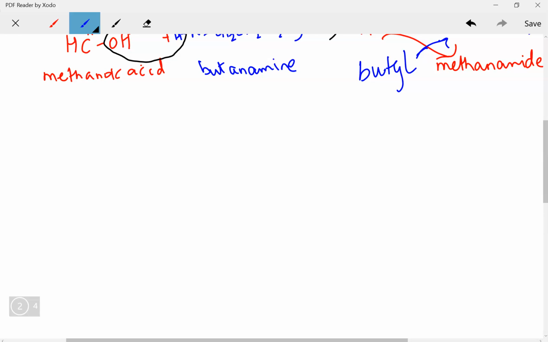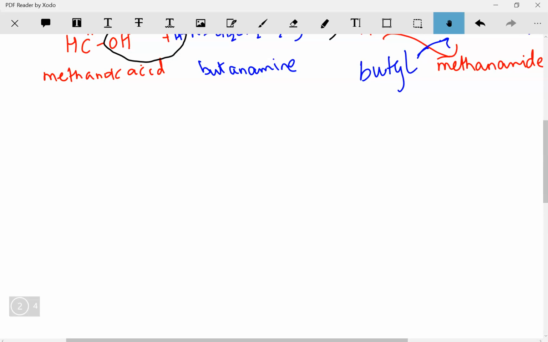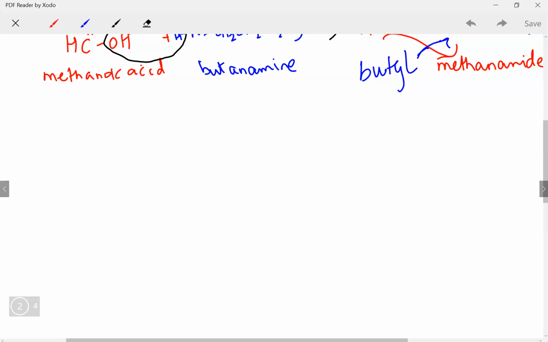A couple more things we have to go over. You have to know the exact structures of 3 related compounds to a new kind of compound. I'm going to draw the long form once, but you don't have to draw that again.